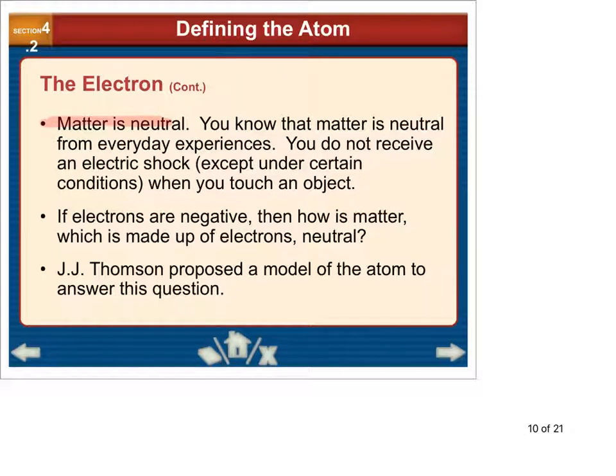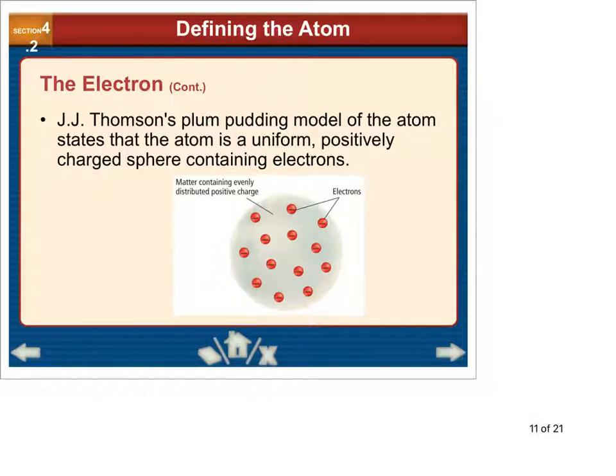Matter is neutral. You know this because you don't get shocked when you touch things under normal conditions. But if electrons are negative and are in matter, how is matter neutral? So Thomson proposed a model to answer this question, and we called this Thomson's plum pudding model.